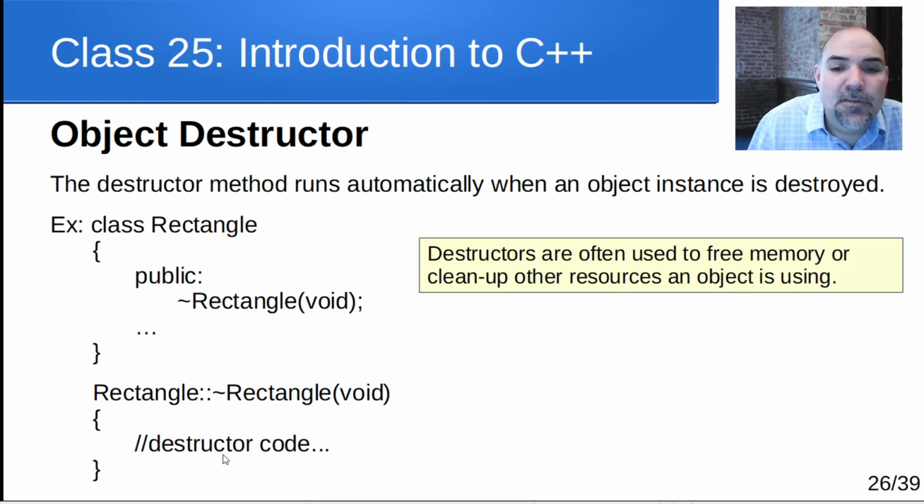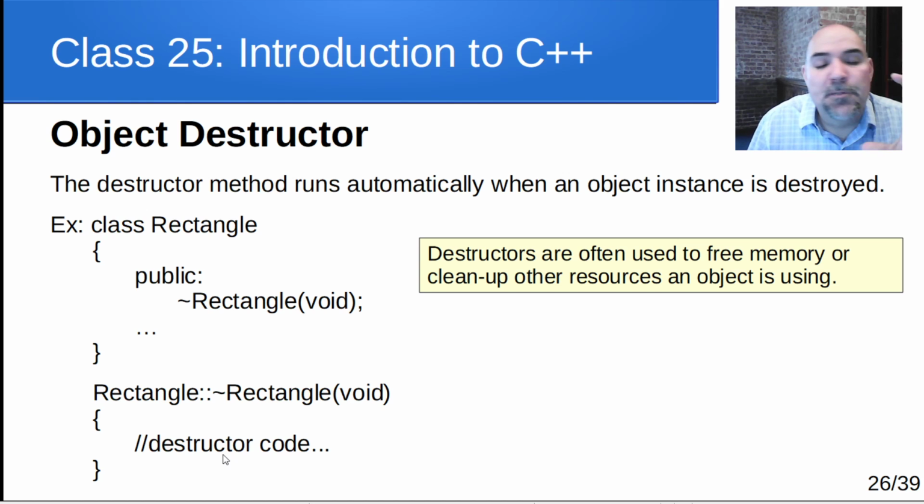And a lot of times the destructors are used to, when we create some sort of object instance, if it allocates memory, a lot of times it'll be used to free up the memory, or maybe if the object instance opens a file, it'll be used to close the file, or if it opens or allocates some other resource, the destructor is used for freeing that. And that can be really useful for preventing memory leaks, because the destructor, since it runs automatically when the object is destroyed, we don't have to call it.